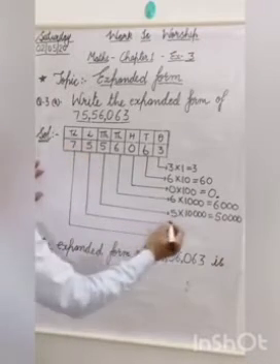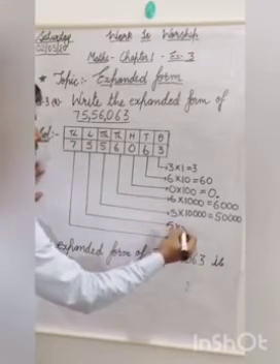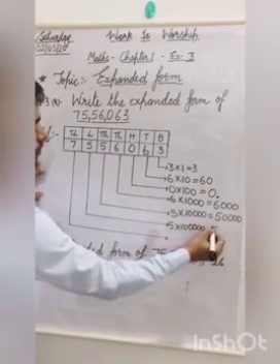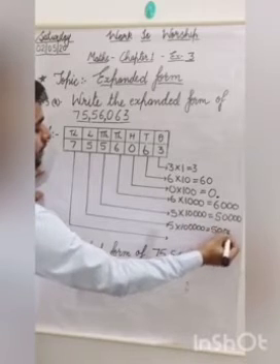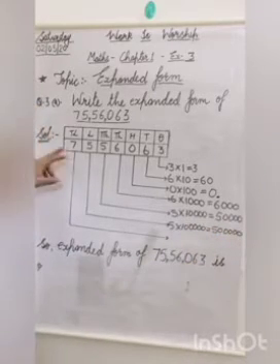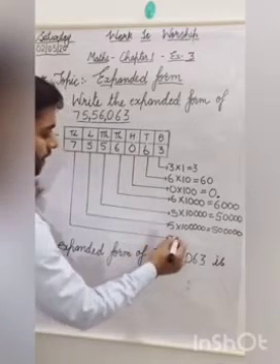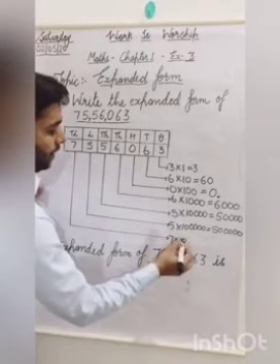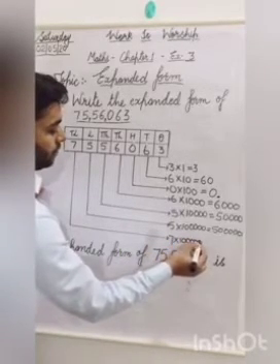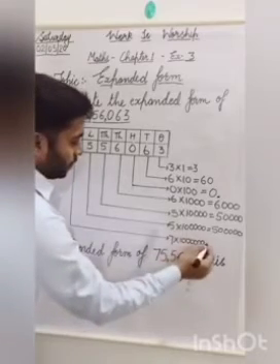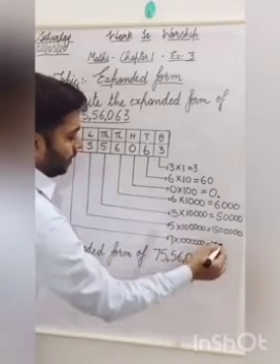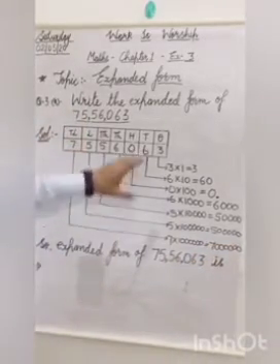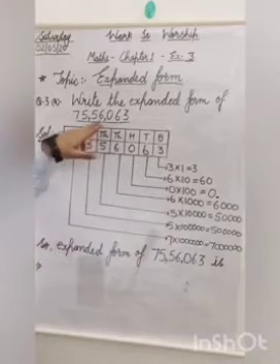Next one is lakh, so 5 into 1 lakh is equal to 5 lakh. And the last one is 7 and it occupies the 10 lakh place, so we multiply 7 by the 10 lakh. So the place value of 7 is 70 lakh. Now here we have the place value of all the digits of this number.